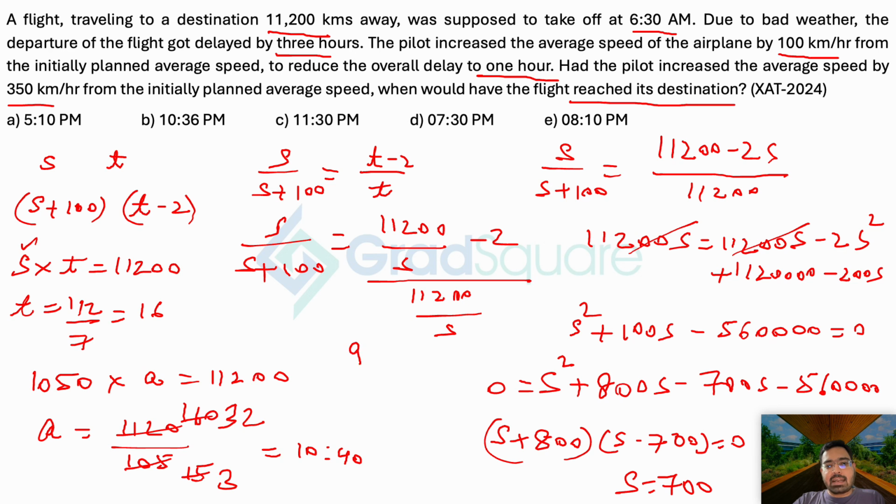If you are starting at 9:30 a.m. and you take 10 hours 40 minutes more after this, then you are going to reach your destination at 8:10 p.m. And that becomes the answer for this question.